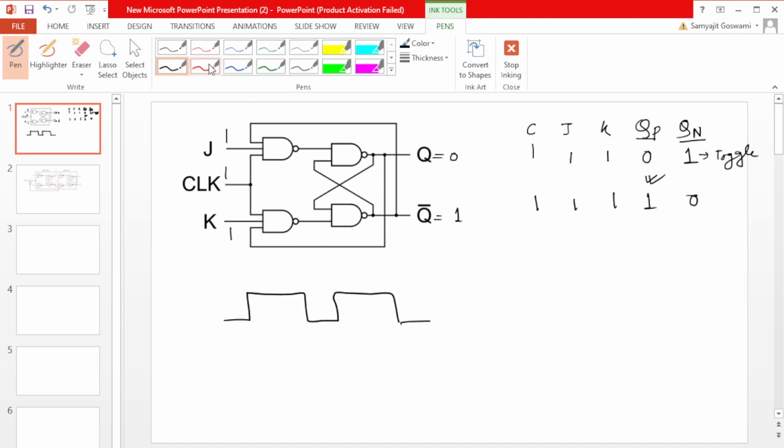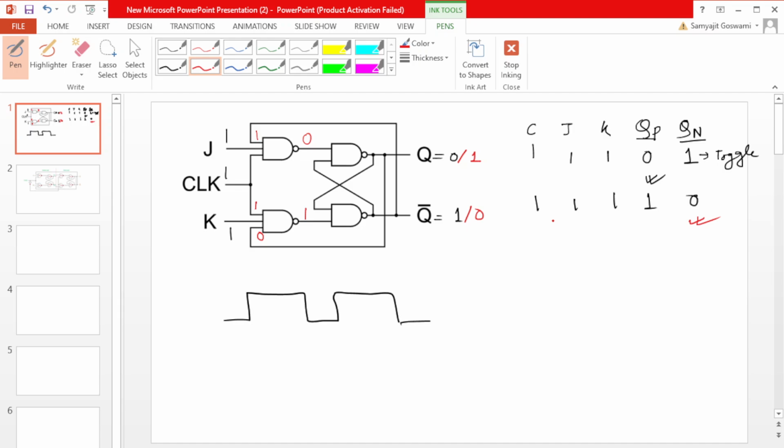This 0 will come here and this 1 will come here. So 1 1 1, that means this is 0. When all the AND gate inputs are 1, then output will be 0. Then here it is 1 1 0, that means 1. If one of the inputs is 0, the output will be 1. That means now it is 1, that means toggle. So this 1 will come here, 1 1 means now it is 0. So this truth table is actually true.